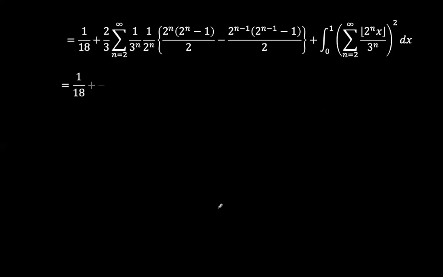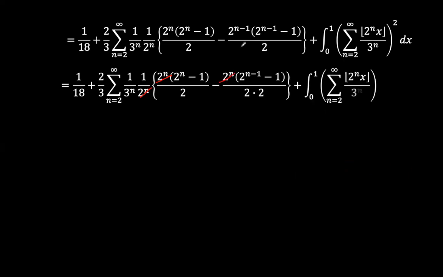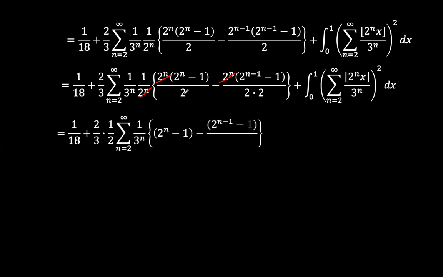Okay, so next thing here, as you can see, we have the summation from n equals 2 to infinity of 1 over 3 to the power n over 1 over 2 to the power n. You can see this goes, and this one goes, because we've lowered one of the 2's from this 2 to the power n, right? And so our summation becomes 1 over 18 plus 2 over 3 times a half, since we've pulled one of these 2's out.